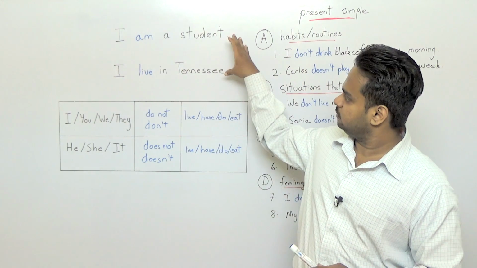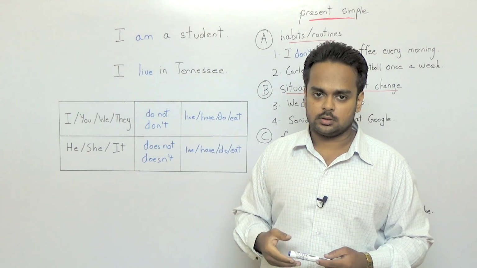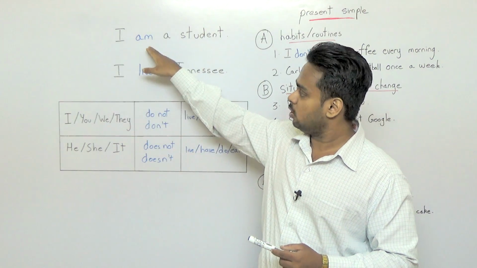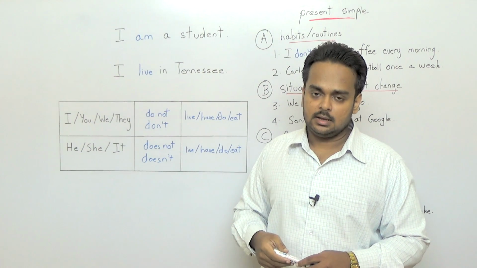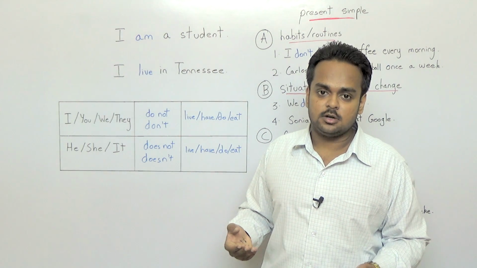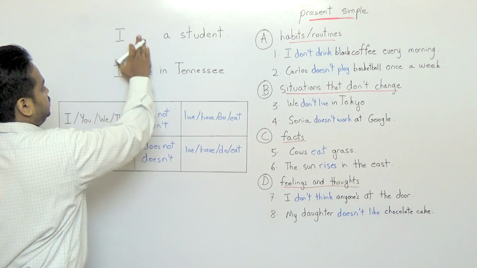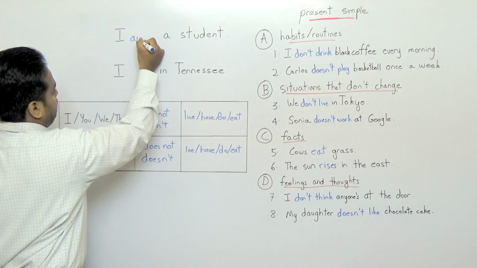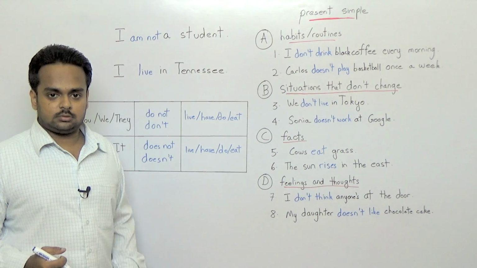Let's take a couple of examples. Now, in this first example, I am a student. You see that we're using the verb be here. Am is a form of the verb be. Now, if you have be, then it's really simple. You just have to add not to the sentence. So let me come over here. I can just say, I am not a student.